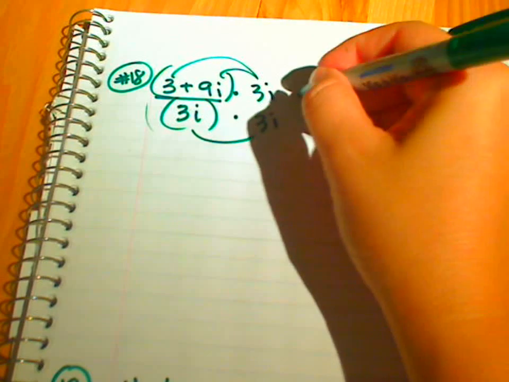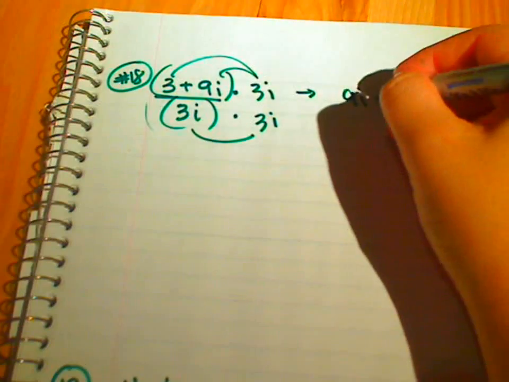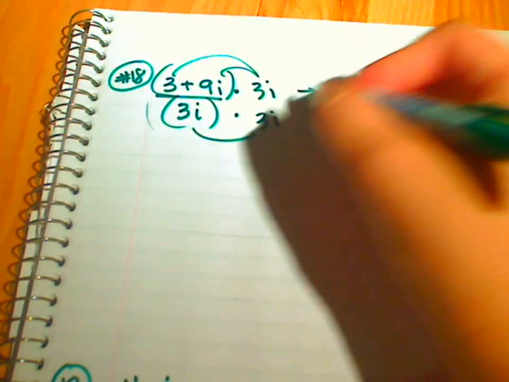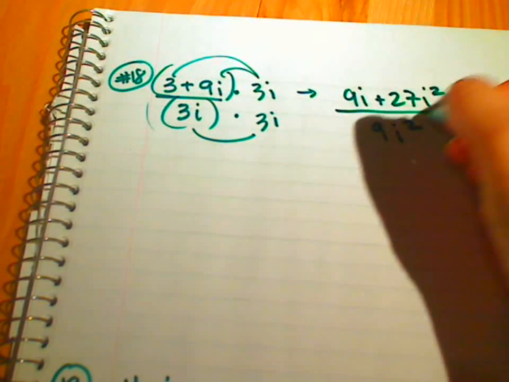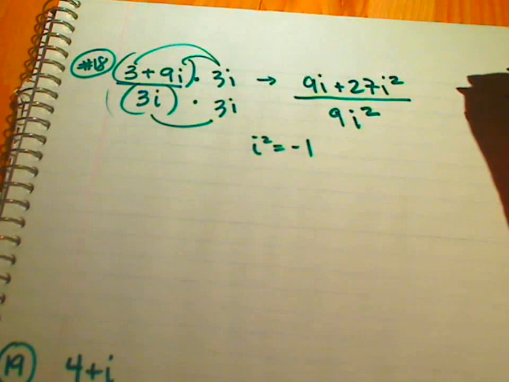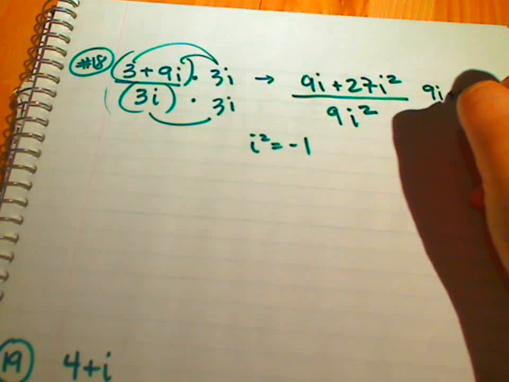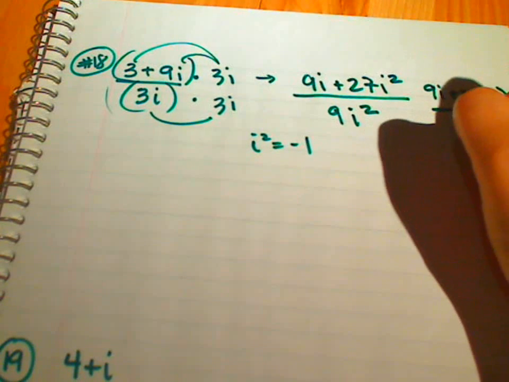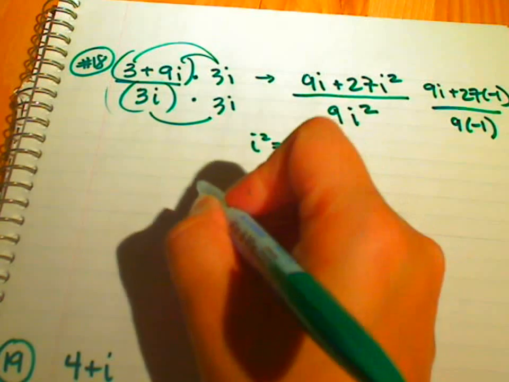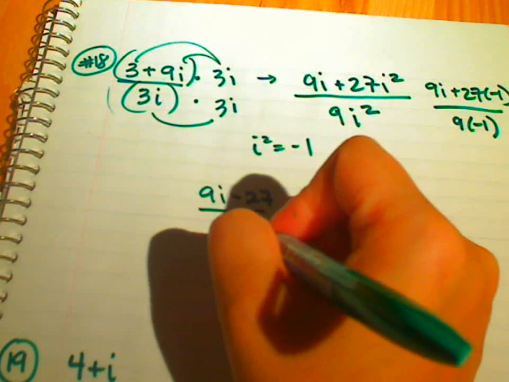I'm going to distribute that to that, and I get 9i. Then I get 27 plus 27i squared over 3 times 3 is 9i times i squared. Remember, i squared is equal to -1, so anywhere that is, you need to plug it in. So I have 9i plus 27 times -1 over 9 times -1. So I have 9i minus 27 over -9.